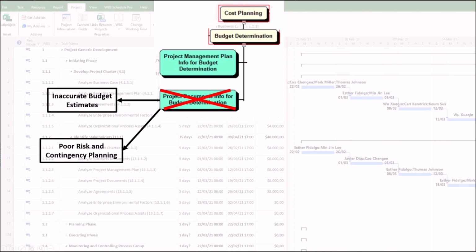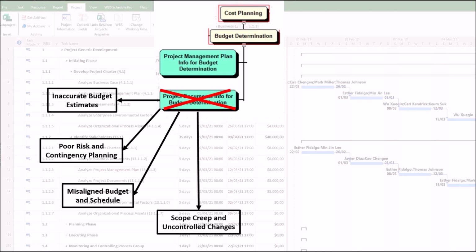3. Misaligned budget and schedule. Failing to integrate the project schedule with cost estimates can result in cash flow problems, such as front-loaded spending versus delayed milestones. For example, budget assumes year 1 completion, but delays stretch costs into year 2.